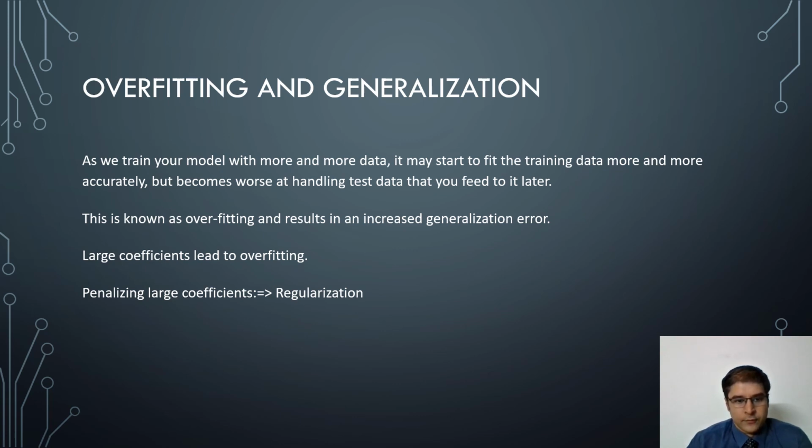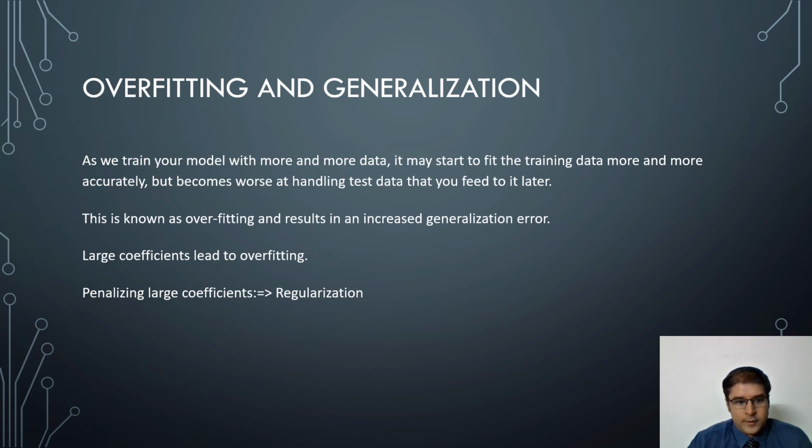This is known as overfitting and results in an increased generalization error. So what is overfitting? When the model is adapting more to the training set but giving more errors when test data is input to it. So this is known as overfitting and results in an increased generalization error.